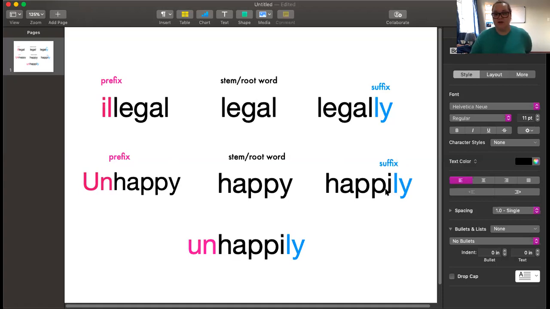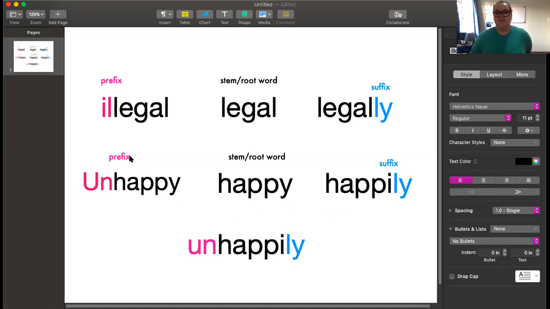But now if you look, I have changed the Y for happy to I. Okay. So always remember when it comes to a word like this that you need to change the Y to an I and then add the ly at the end.